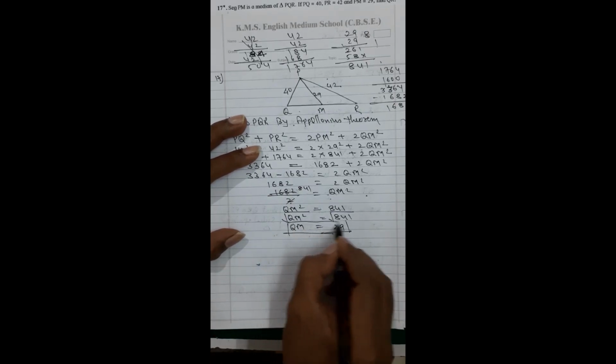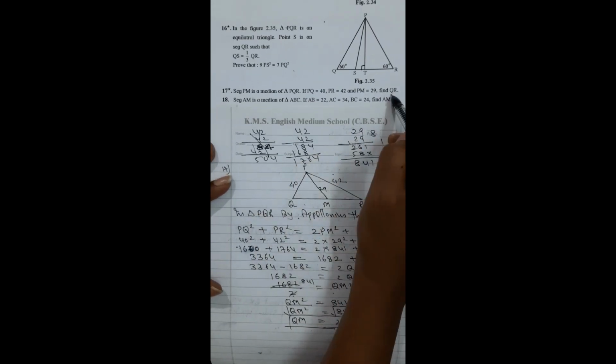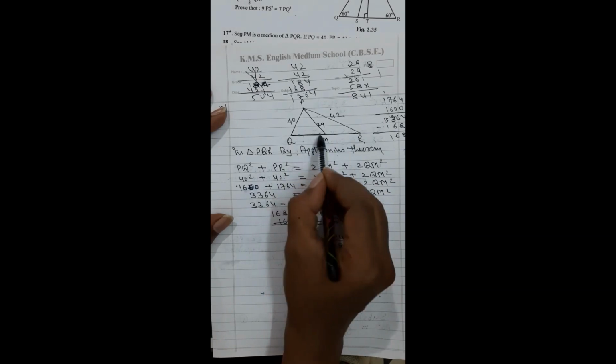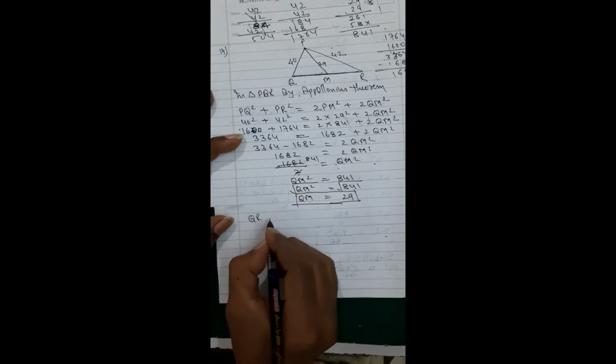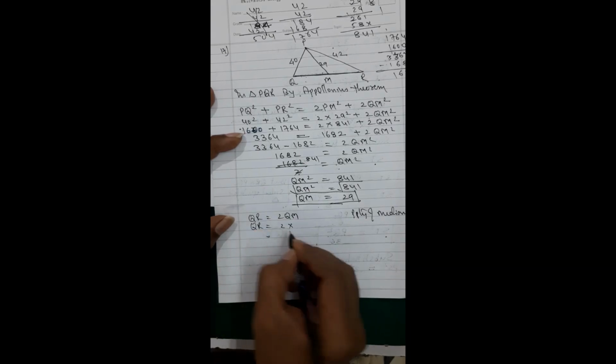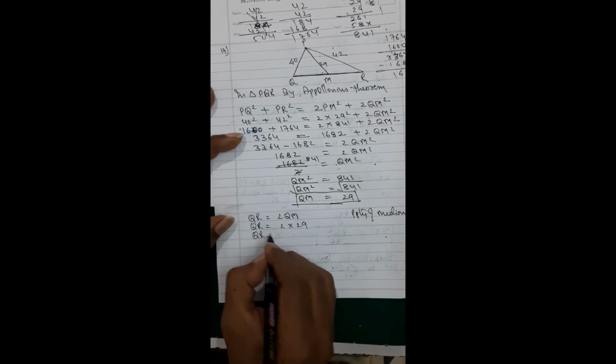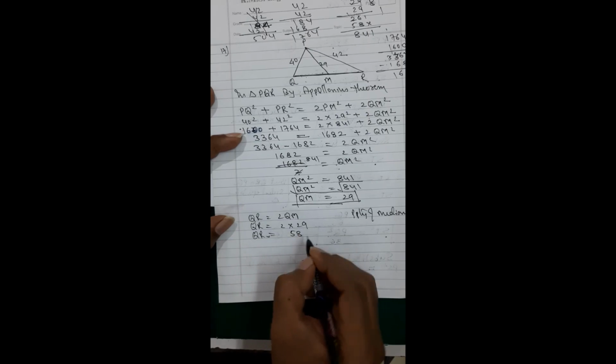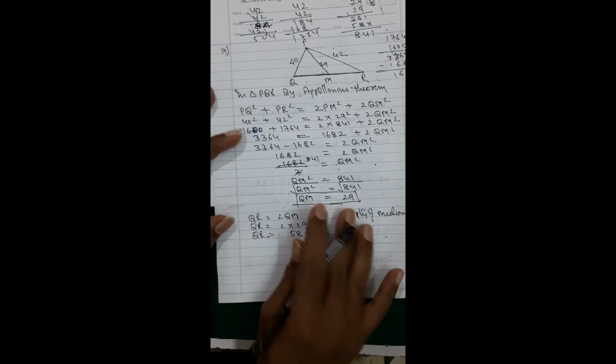But this is QM. They are asking us to find QR. So QR will be double of QM. So QR, by the property of median, is 58 units. Yes. So in this way we have got the question number 17th also done.